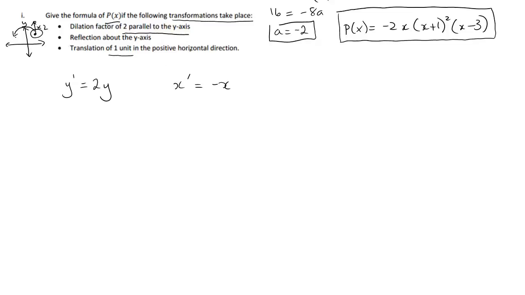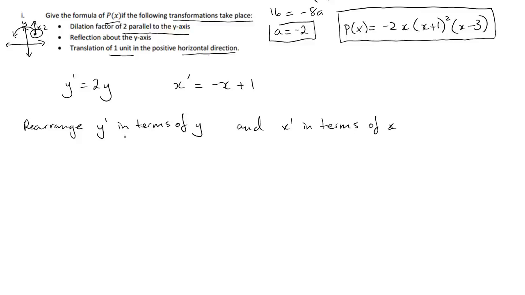And then we have a translation of 1 unit in the positive horizontal direction. If we're moving by 1 unit in the positive horizontal direction, we're adding 1 to that. So now what we do is rearrange y dash and x dash in terms of y and x. So y is equal to y dash over 2, and x is equal to x dash minus 1 over negative 1, which is this.